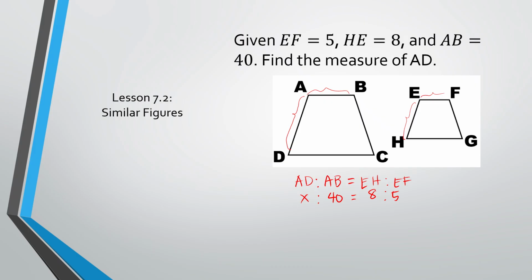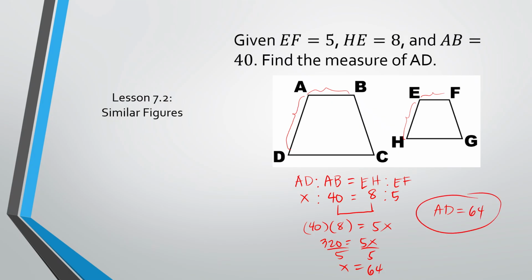Then solve for x. So 40 times 8 is equal to 5x. And 40 times 8, which is 320, is equal to 5x. Then divide both sides by 5 so that the value of x here is 64. So your value of x will represent also the value of AD. So the value of AD here is 64. I hope that you get it.